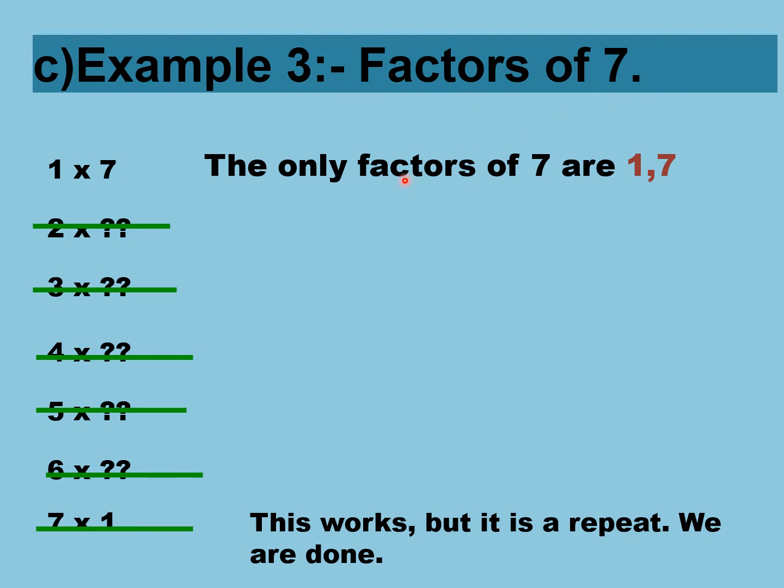Factors of 7 are 1 multiplied by 7. Since 7 is not coming in the table of 2, 3, 4, 5, 6, hence these numbers are not factors of 7. 7 multiplied by 1 is also 7, but it is a repetition. The only factors of 7 are 1 and 7.